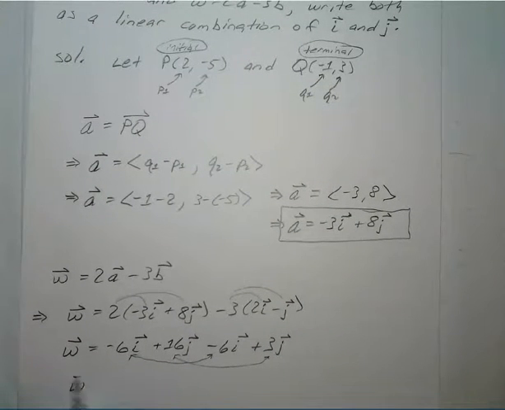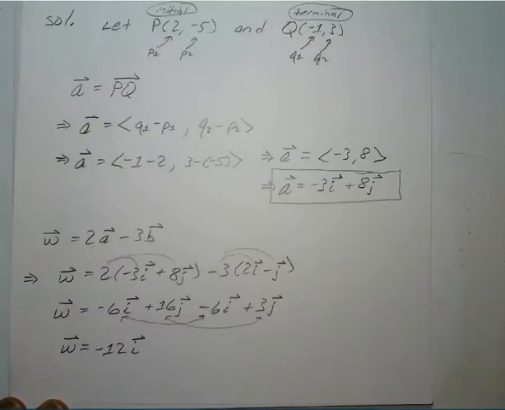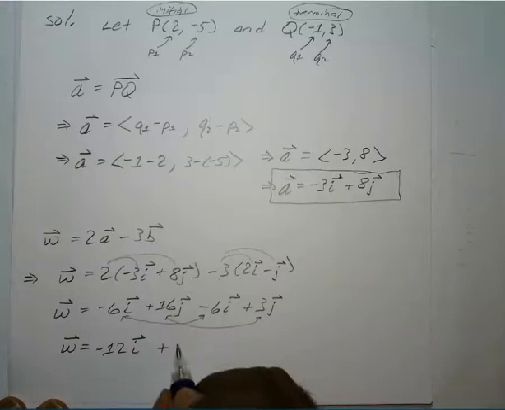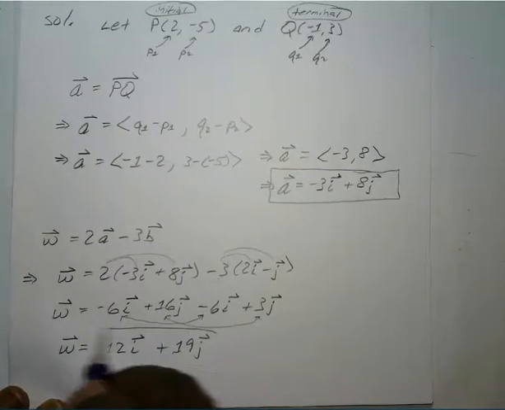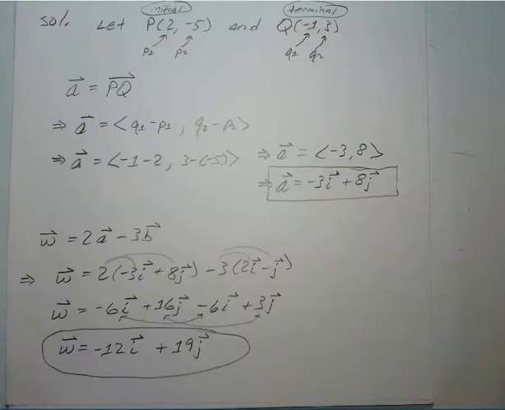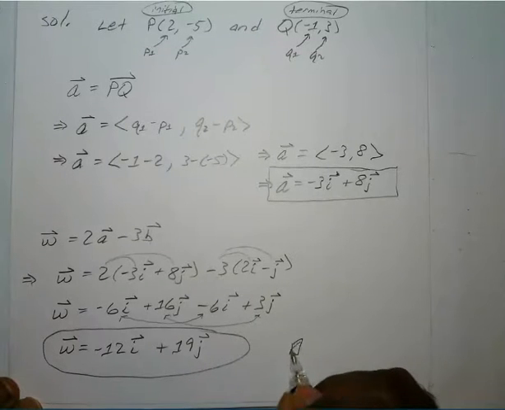So that means that your W vector, you have -6I, -6I, is negative 12 I vector. Plus 16 plus 3 is 19, so you have 19 times J vector. All right. So that is how you would solve that one.